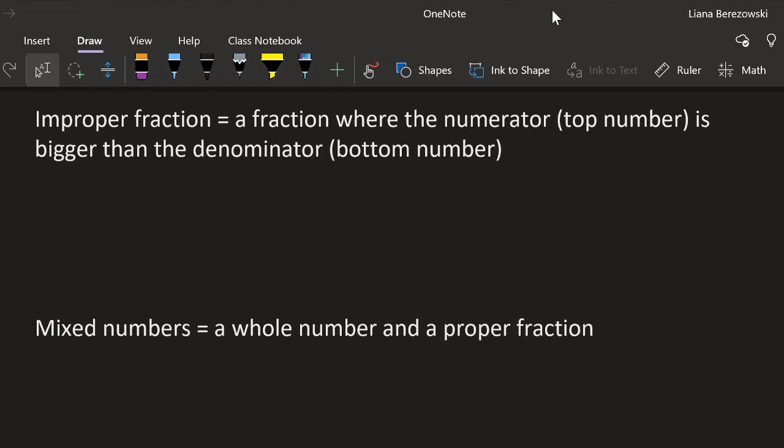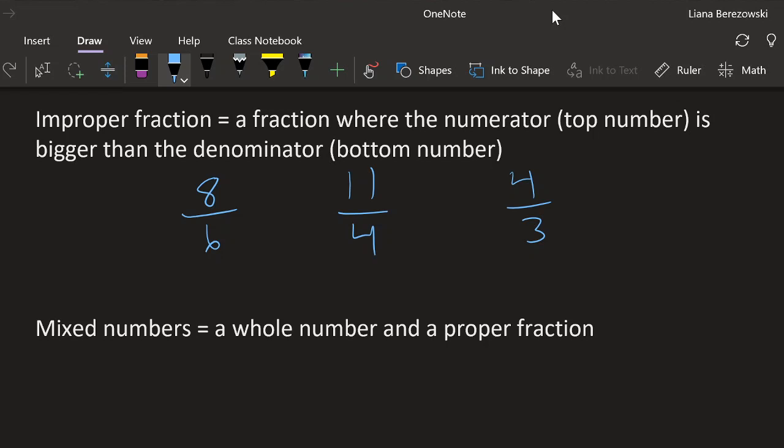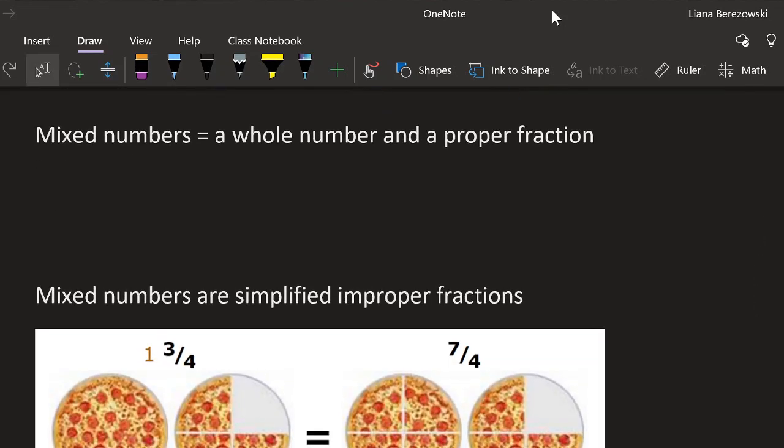Improper fractions are something that we've sort of touched on before. So if you remember when we were doing our adding of like and unlike fractions, a lot of the times we were getting answers that I told you guys were called improper fractions. So an improper fraction is just any fraction in which the numerator is bigger than the denominator. Okay, so an example of an improper fraction could be 8/6, could be 11 over 4, 4 over 3. Any fraction where this number up top, so our numerator, is bigger than the denominator, is going to be an improper fraction. The final type of fraction that we need to mention is called a mixed number.